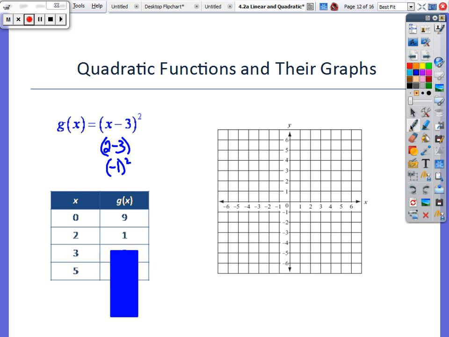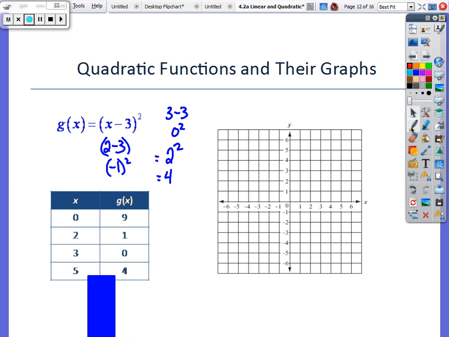If I plugged in 3, I get 3 minus 3, which is 0, and then 0 squared. 0 to any power, other than 0 itself, would be 0. And then we have 5 minus 3, which is 2, and 2 squared ends up being 4. Sorry to go quick, but we got through it. Now we can plot the points, and we got 0, 9. Again, that's a little bit off the graph here. 2, 1, 3, 0. And look at 5, 4.